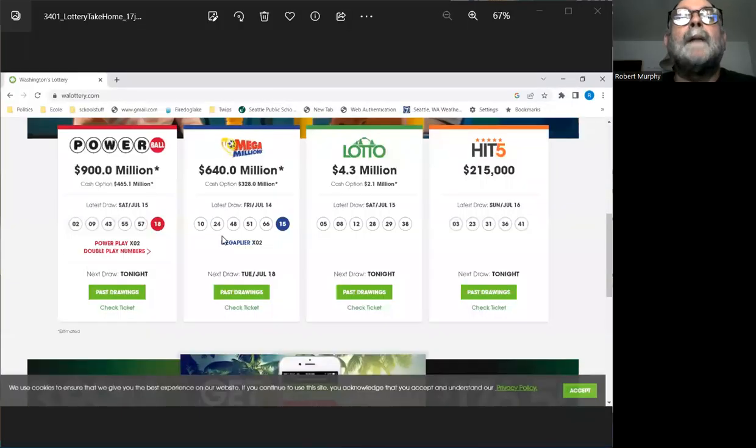So the formula that we're going to use, obviously the date's on there, Tuesday, July 18, year 2023. The Mega Millions was 640. The Powerball was 900 million. One has a cash option of 465 million. The other has a cash option of 328 million. Where did those cash option numbers come from? They come from that 4th formula. And I'm going to show you in the math book.